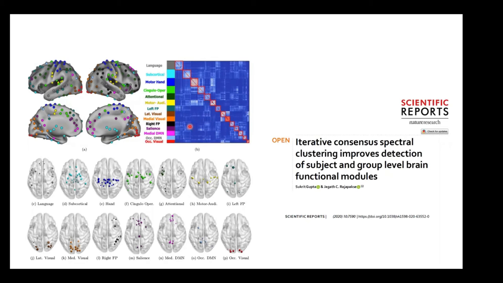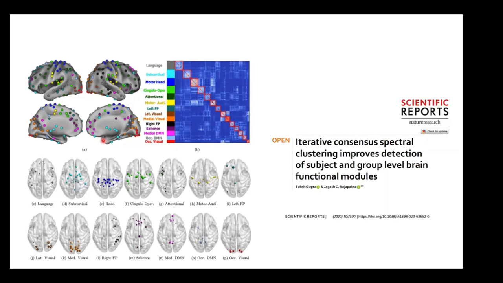So after running the algorithm, you can see in this connectivity matrix these squares, they represent modules. These regions correspond to the language module, because different regions and different modules of the brain specialize in different functions. This is the hand motor region. Then there are different attentional modules. So different modules, that means groups of nodes, specialize for different functions. You can see the color coded brain regions belonging to different modules.